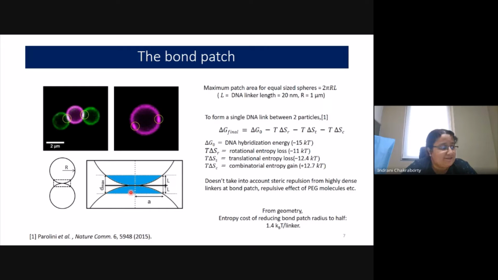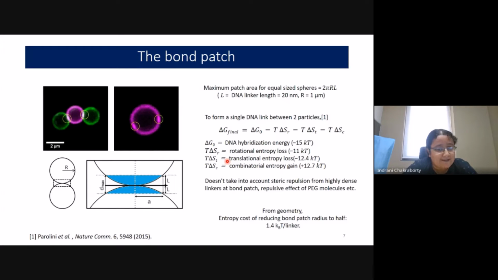So we will see that the energy required to form one single link between two DNA particles is about minus 4 kT. So bond formation is favorable, and although the energy is quite close to kT, this value may actually even be smaller and closer to kT, as we do not take into account the repulsion from the highly dense linkers at the junction region at the bond patch and the effect of stabilizer molecules which we put on the surface and so on.